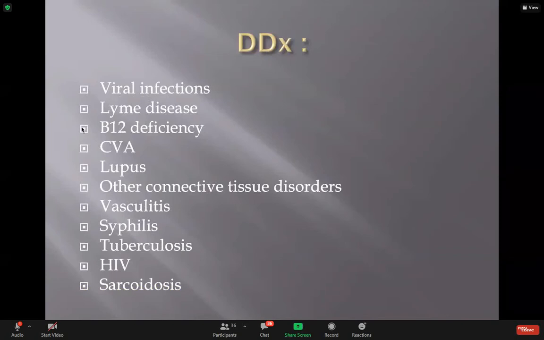So you want to look at the differential diagnosis. A lot of things can look like multiple sclerosis. So like I said, you have to exclude a lot of processes. An infection can look like multiple sclerosis, vitamin deficiency, strokes can look like multiple sclerosis, especially if the multiple sclerosis attack is acute or rapid. Lupus is an autoimmune disease that can look like MS. There could be other connective tissue disorders as well, vasculitis, syphilis, tuberculosis, HIV, sarcoidosis, all of these can mimic MS.